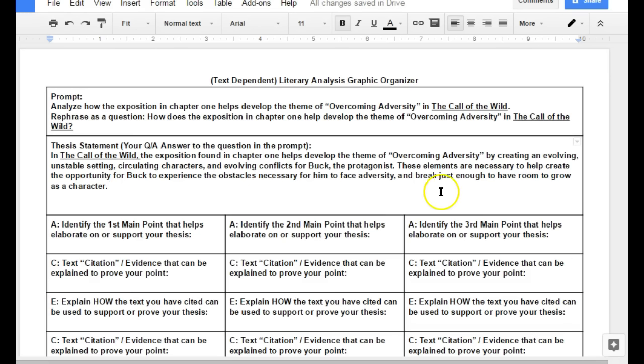Okay, so I am personally annoyed by this. These elements are necessary to help create the opportunity for Buck to experience the obstacles necessary. And that's just too redundant. So the obstacles he will need to face, and break just enough to have room to grow as a character.